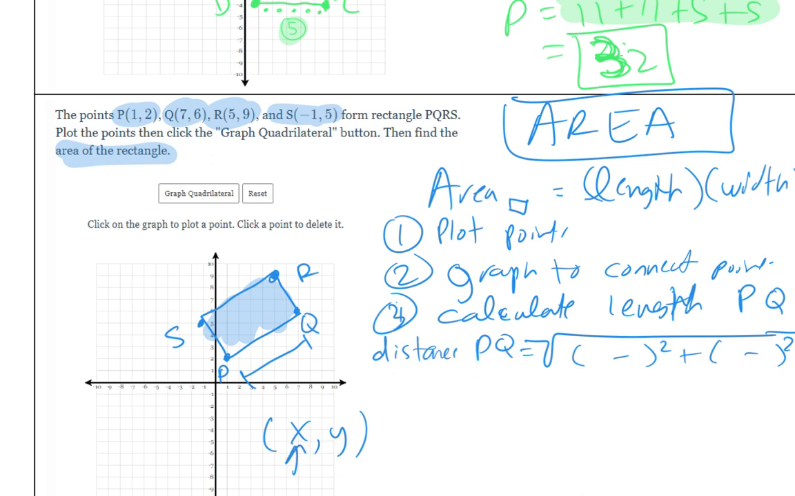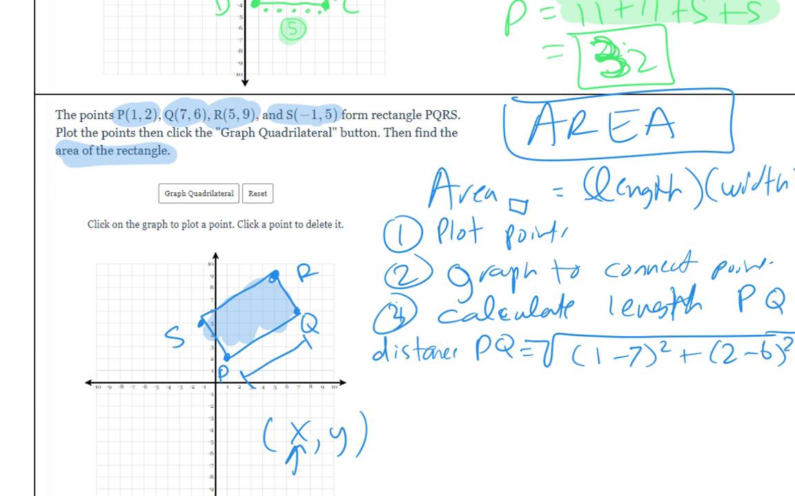P, Q. So let's start with P. P is going to be 1 for the X, right? And then we need the other X. The other X for Q is a 7. Then similarly, we put the Y's over here. Since we started with the P, let's start with that Y, which is 2. Then Q, which is 6.